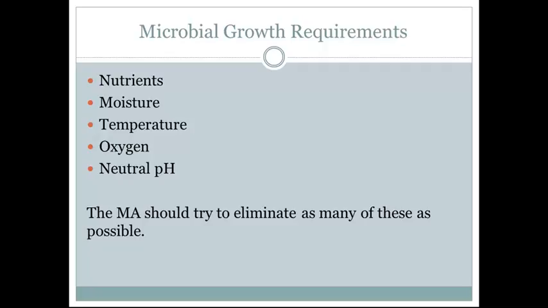Neutral pH: most prefer pH around 7, so acidic pH is a 1, and the more alkaline is above 7, so 8 to 14. The medical assistant should try to eliminate as many of these growth requirements as possible in order to prevent growth.